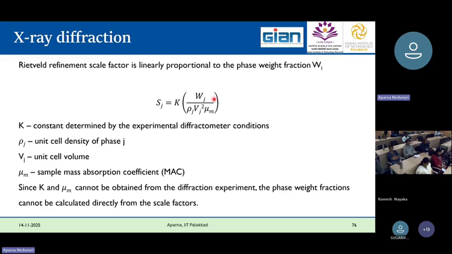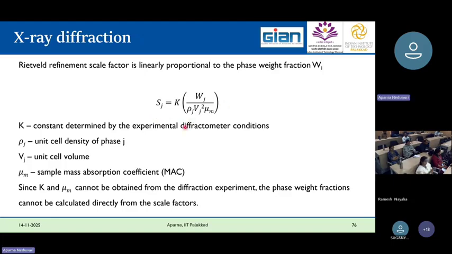Vj is the unit cell volume. And mu m is the sample mass absorption coefficient. Sample is the entire sample, not the phase only. So we know Sj, we know rho j, Vj. We cannot get Wj because we don't know K and mu m. K and mu m are constants. So we cannot directly determine the phase weight fraction only through Sj.